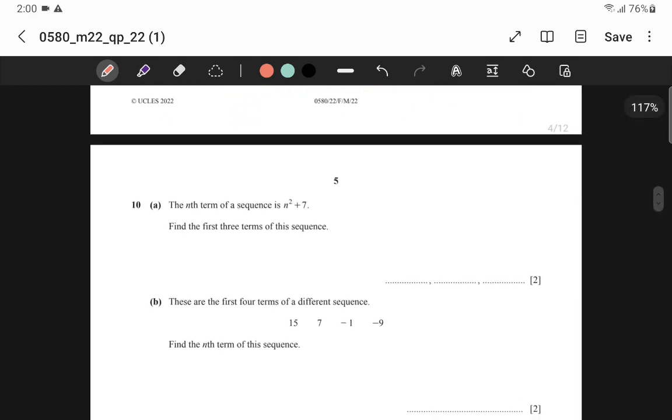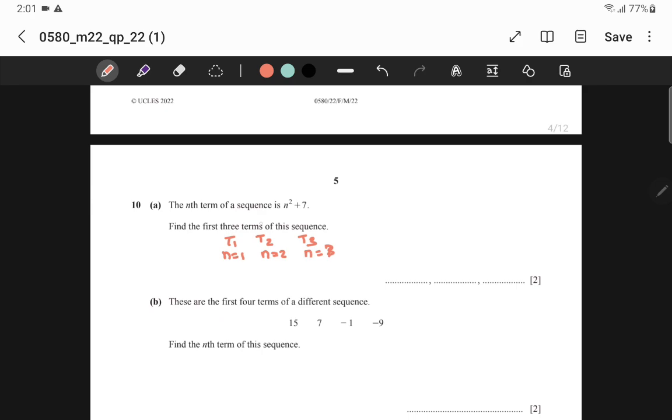Okay, this one, the nth term of the sequence is n squared plus 7. Find the first 3 terms of the sequence. Okay, term 1, term 2, term 3. It means what? n is equal to 1, n is equal to 2, n is equal to 3. And the last thing you need to do, you evaluate the nth term.